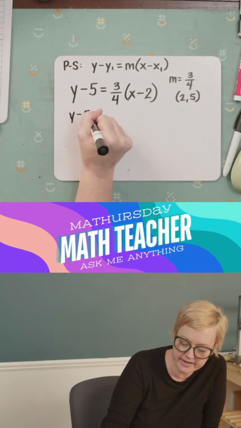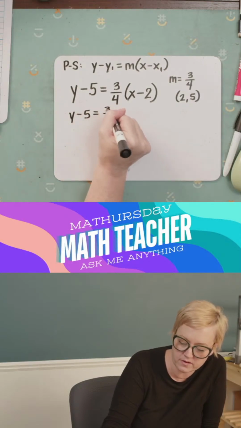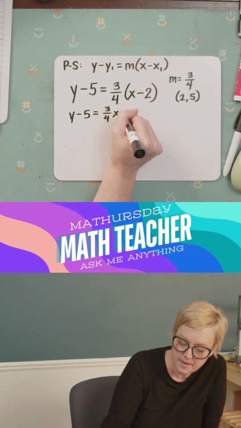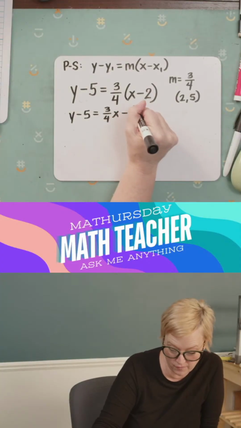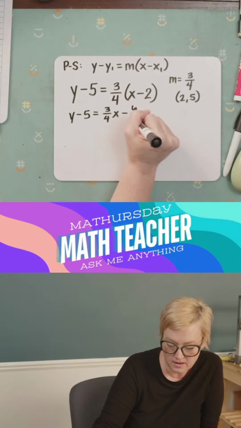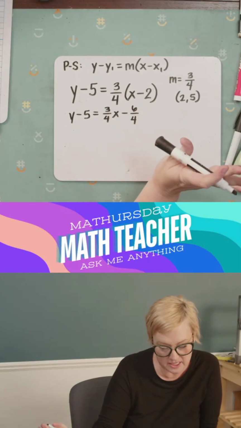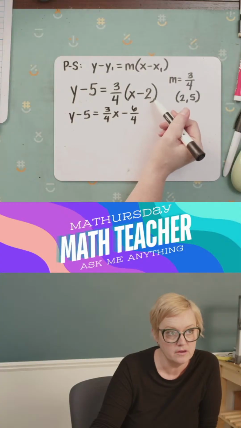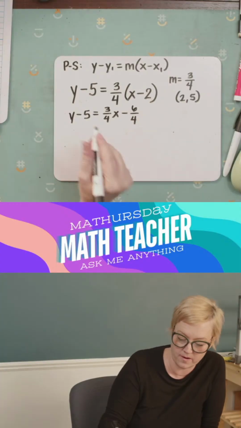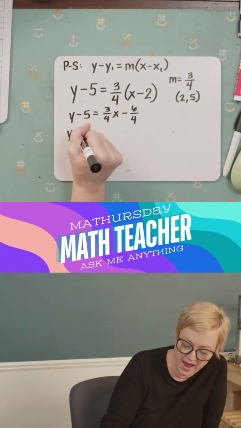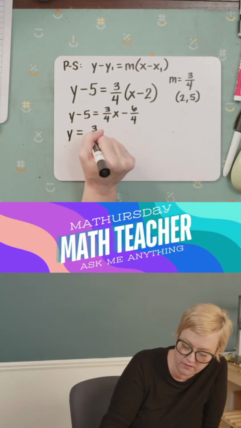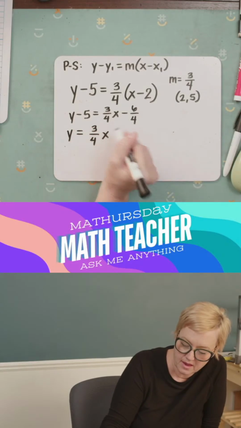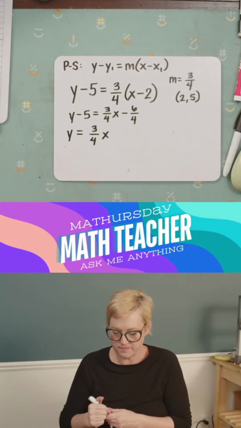So we have y minus 5 equals 3/4 x minus 6/4. I'm just going to leave it as 6/4 for now. So I multiplied that 3 there for the 2, right? So it's minus 6/4. And then I'm going to add 5 to both sides, and I'm going to have 3/4 x. Now, I'm going to do a little side note.